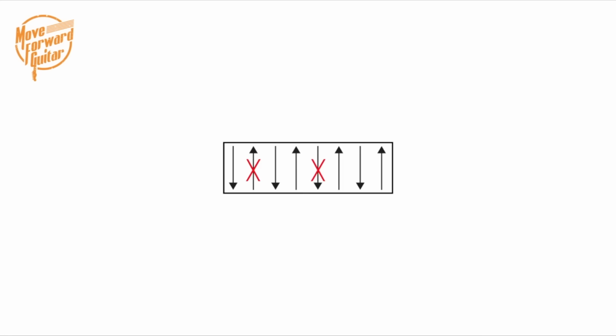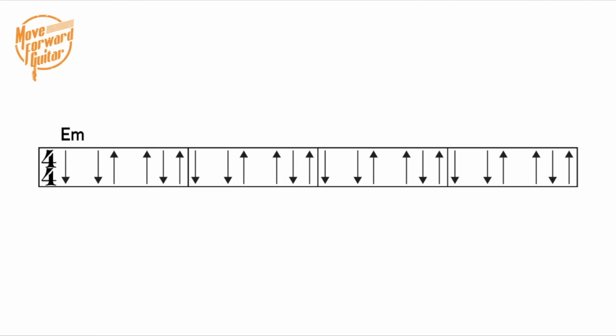Or another really popular strumming pattern is to remove the first up strum and the third down strum, and we end up with this. And this is one of the most popular strumming patterns out there. You can use this in just countless songs, in countless situations. And here it is for 4 bars with the E minor chord.